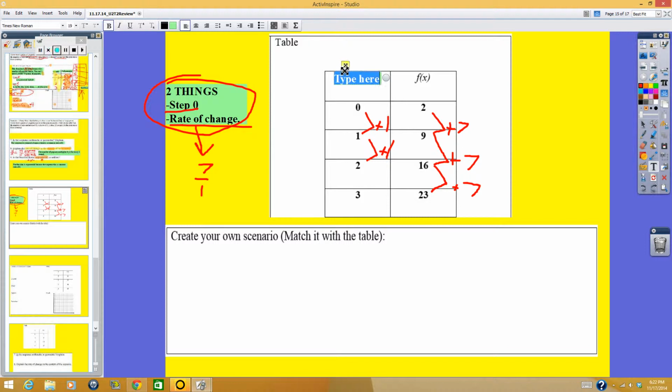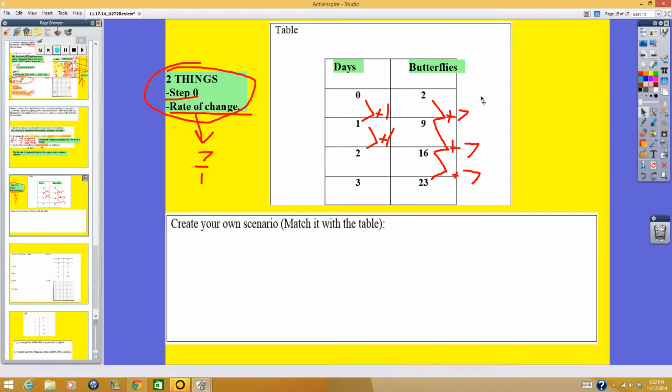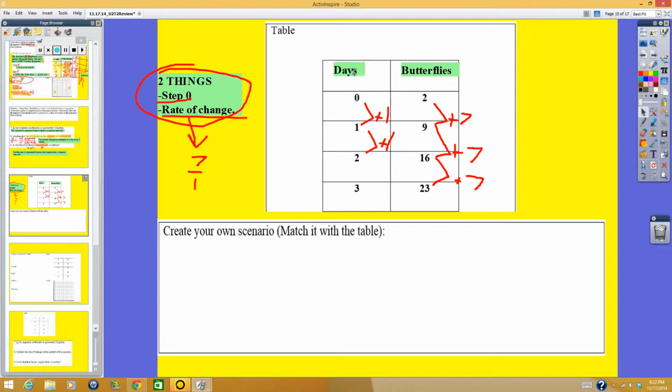Okay? Also in your assessment, they're going to give you units here. So let's just pretend they gave you, I don't know, days and butterflies. Alright? So I'm going to make a story.